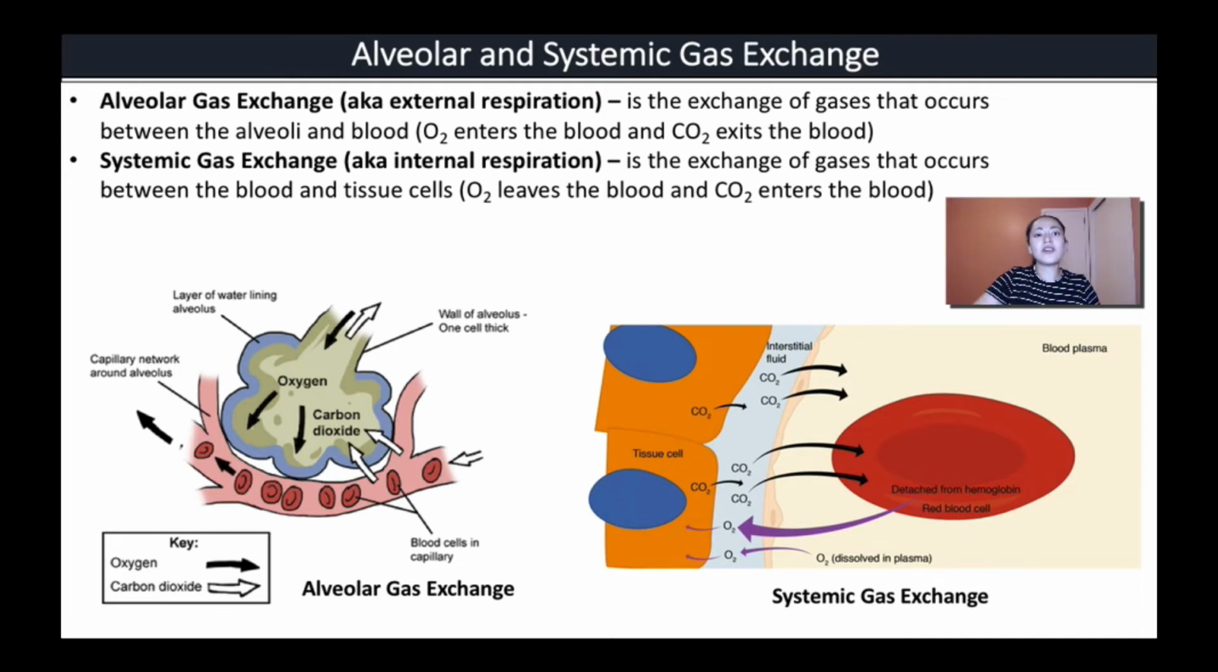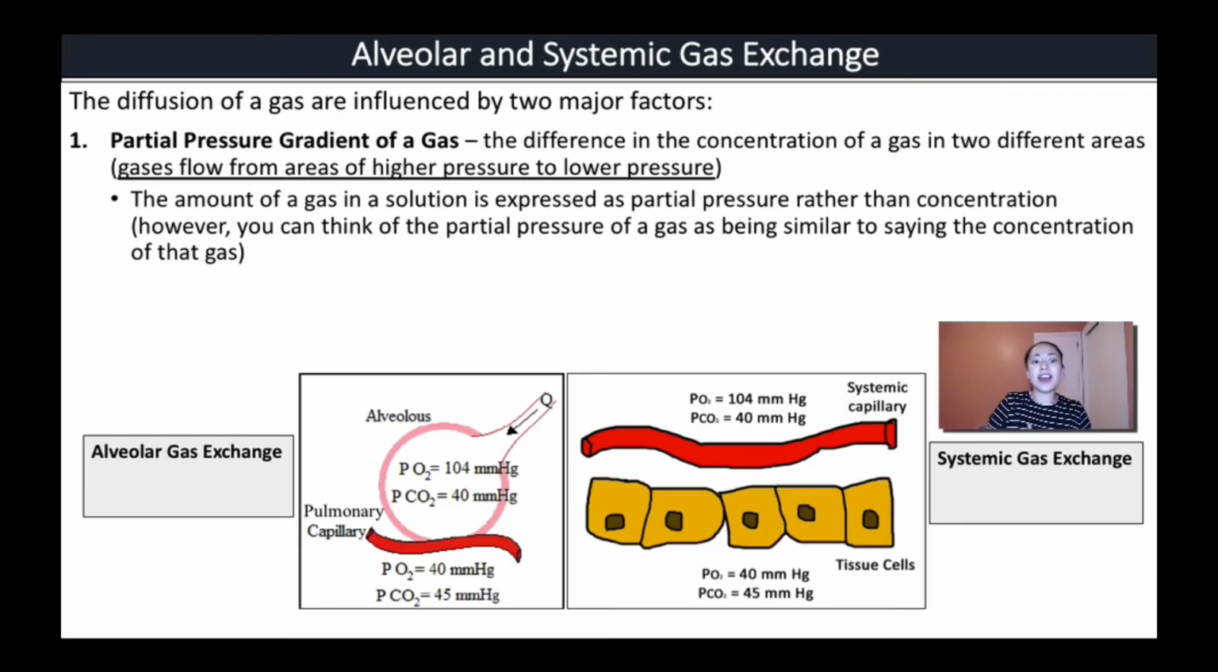But what allows this gas exchange to happen? Well, the diffusion of gases and the direction in which they diffuse is influenced by 2 major factors. The first is the partial pressure gradient of that gas, or in other words, the difference in the concentration of a gas in the 2 different areas. And remember from before that gases always flow from an area of higher pressure to lower pressure.